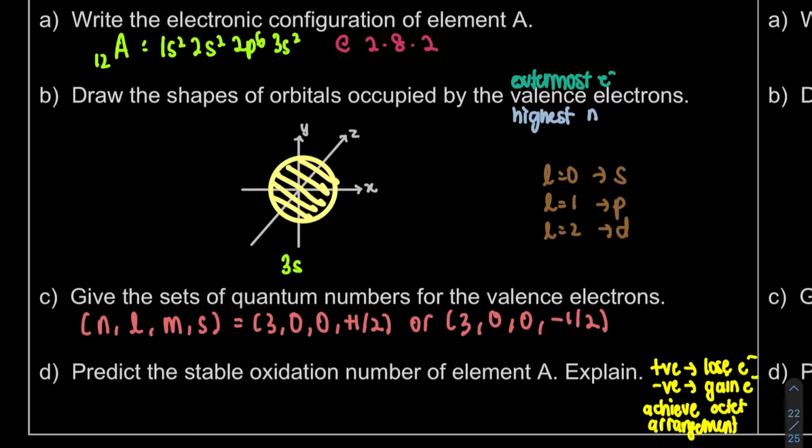So octet arrangement ni, it means that it wants the outermost electron or the valence electron must have 8 electron itself. So for this case, as we can see, the outermost dia 2 electron. So it could lose 2 of its electron ataupun dia boleh gain 6 electron. Okay, which one yang kita akan ambil? Kita akan ambil the smallest number lah, yang 2 ke 6 ni itself. So we're going to take 2.